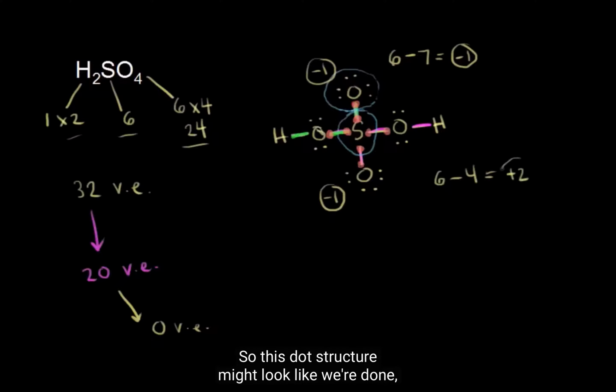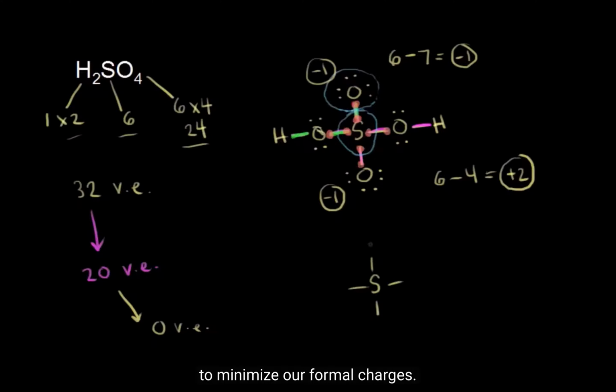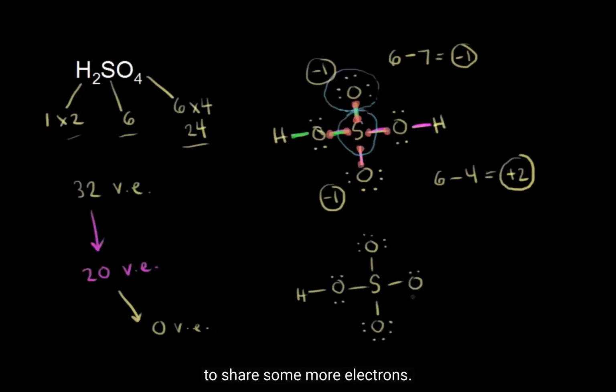So this dot structure might look like we're done, but we have a lot of formal charges. We have -1, +2, and -1. And usually molecules like to minimize the formal charge. So if there's any way to get this formal charge as close to 0 as possible, that would be the preferred dot structure. Let's go ahead and redraw this really quickly, and let's see if we can move some electrons around to minimize our formal charges. Now we can't add any more electrons because we've already represented all 32 valence electrons that we were supposed to. So the only thing that we can do is to share some more electrons.